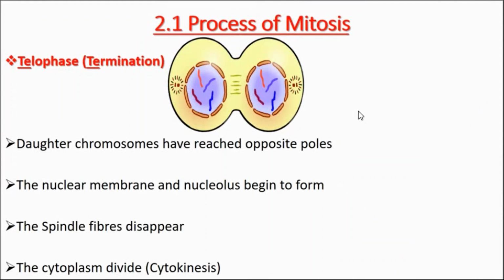And then we have our final phase, telophase. As you can see, this is a cell, this is a cell. They are going to divide now. Daughter chromosomes have reached their opposite poles. As you can see, these have reached this pole and these have reached that pole.